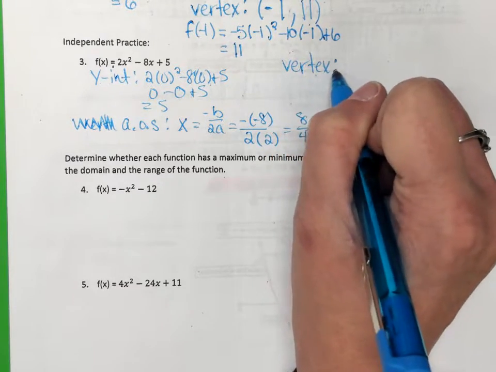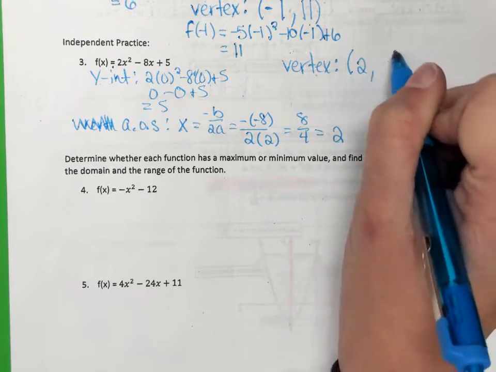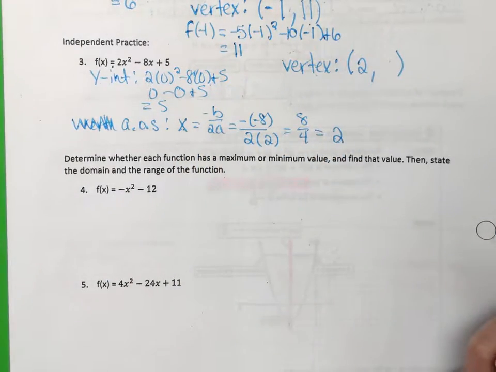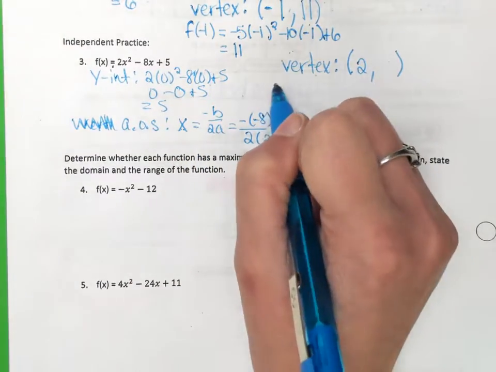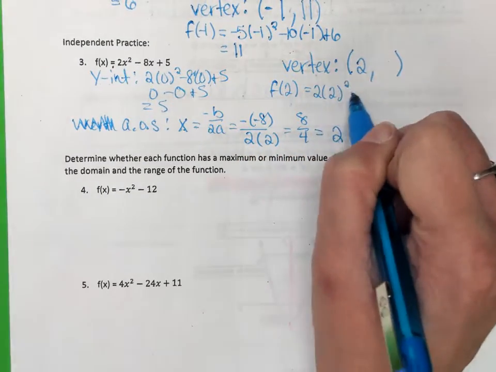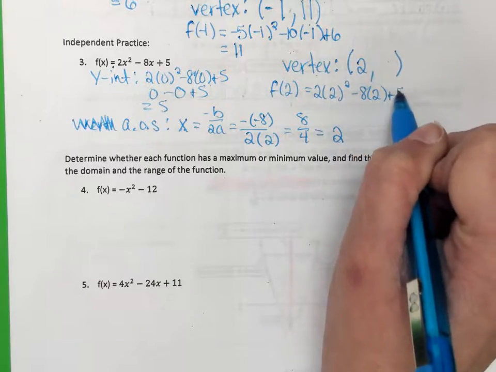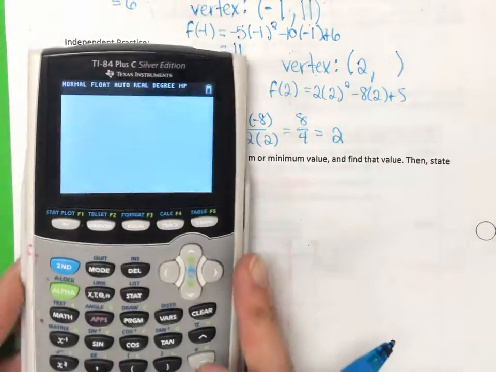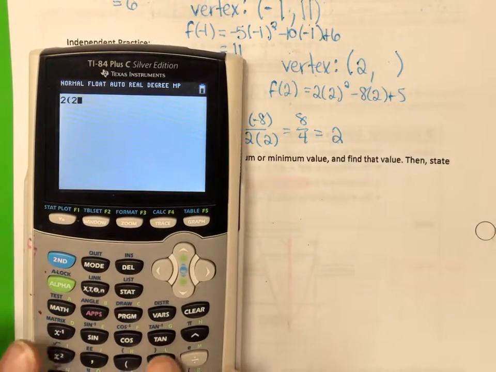All right, now we can do our vertex, because we already have the first part of our vertex, which is 2, because it was x equals 2. So now let's plug it in. f of 2 would be 2 times 2 squared minus 8 times 2 plus 5. And you just plug all that straight into your calculator.